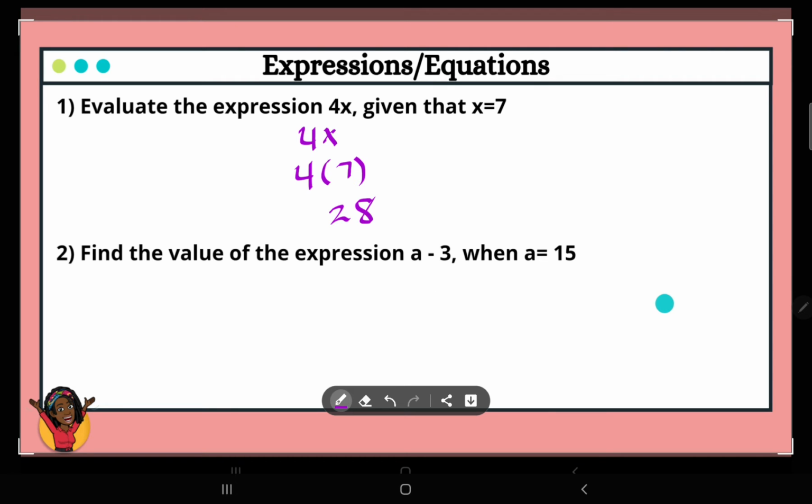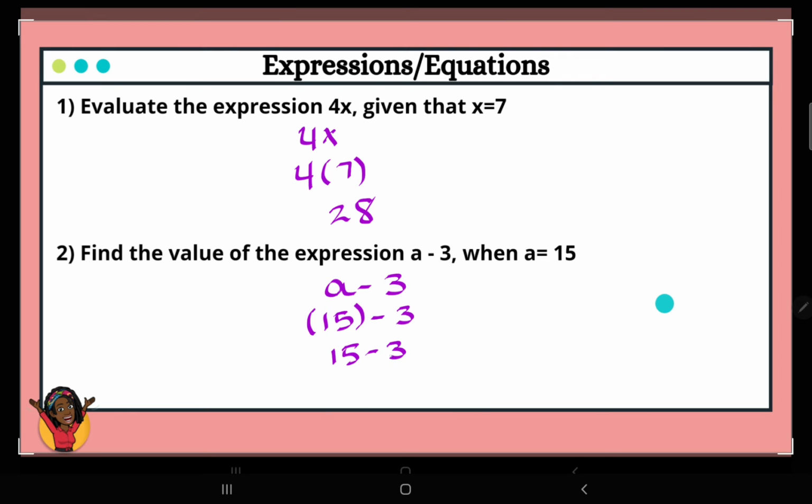Find the value of the expression a minus 3, where a is equal to 15. So I'm going to always use my parentheses when working with a variable just because it helps to keep my work organized. Now I have, and I can rewrite this without the parentheses, 15 minus 3 for a final answer of 12. So the expression a minus 3 when a is equal to 15 is 12.